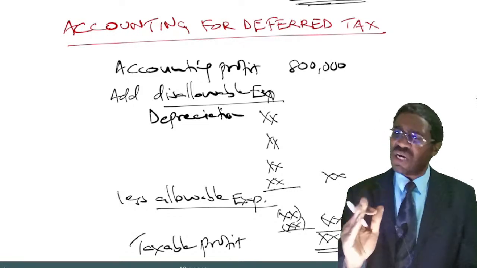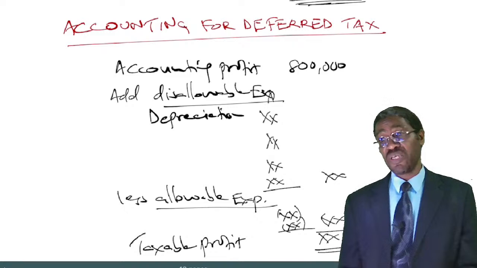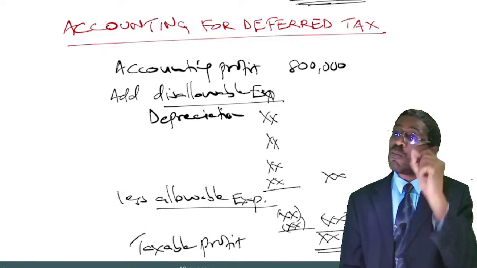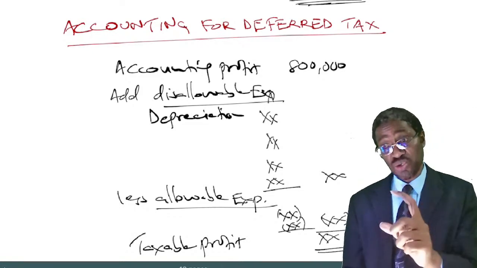So to the income tax authority, your expenses again are wrong. According to them, your expenses are more than they should be.